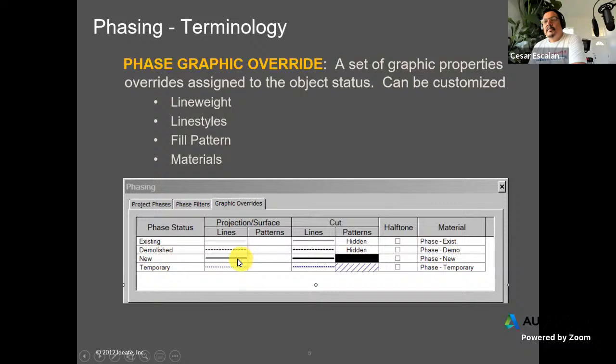New objects, in fact, these new objects receive this color, but I think if I click on this cell, it also gives me the choice to display it by object style. So if the new object has nothing, it will display per object style. And then temporary objects that are created in the current phase and demolished in the current phase receive a different line weight as well. So these are the graphic overrides that are applied to objects relative to their status.